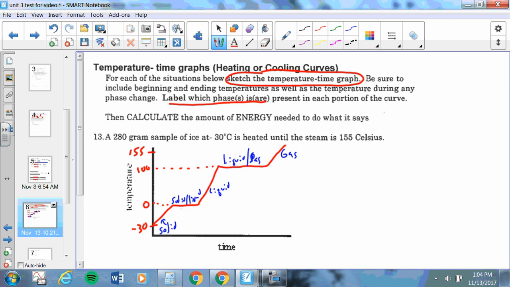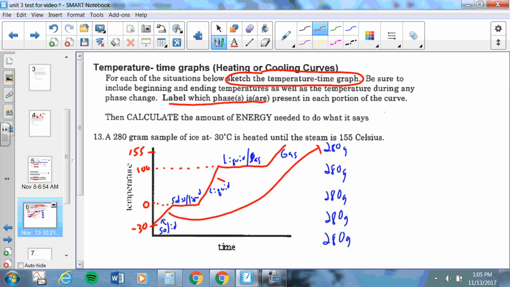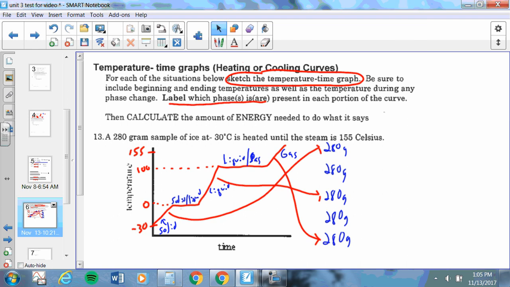Next thing is I'm supposed to calculate the amount of energy. Since I see 5 distinct segments, I have 5 different numbers I have to add up. Every one of them is going to be based on 280 grams. So I like to just frame it by getting things set like this. Now certain parts, like here, here, and here, that's a mess, so I'm going to back that up.